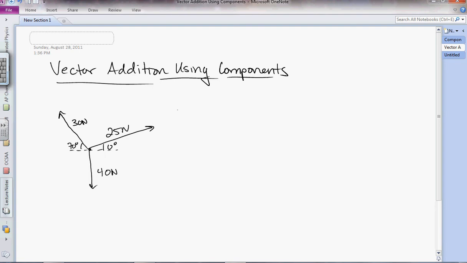As before, we need to define a coordinate system, so I will define to the right as being positive, and I will define up as being positive as well. And what we need to do is take each of these three vectors one at a time and break them up into their x and y components. So let's start with the 25 Newton vector, which again is pointing at 10 degrees north of east. We'll break it up into its x and y components, and so the x component points to the right and the y component points up.